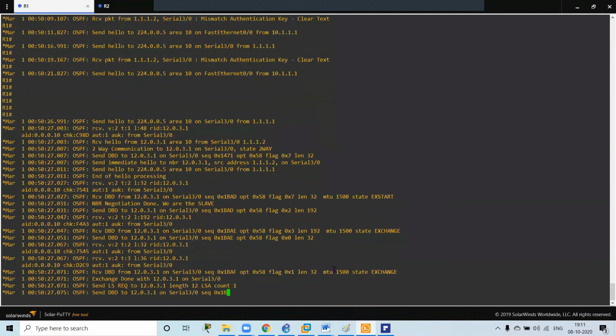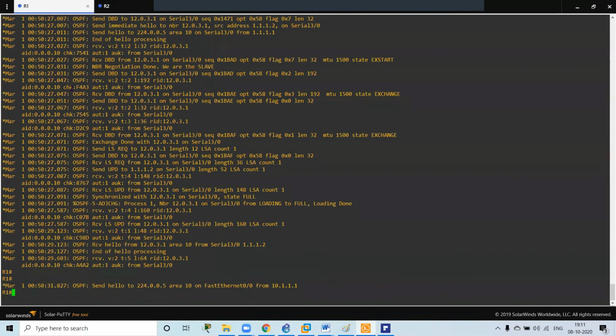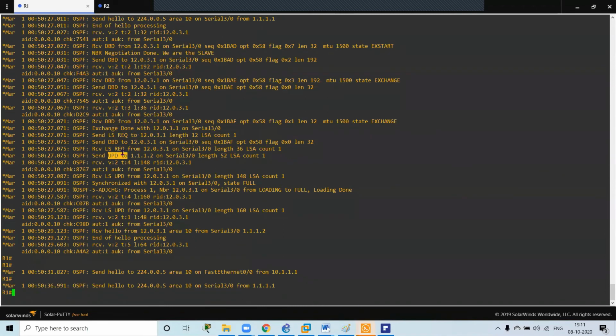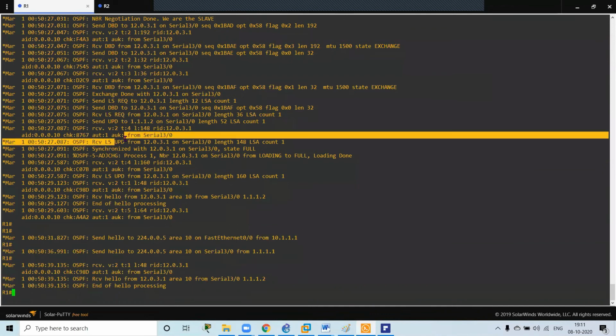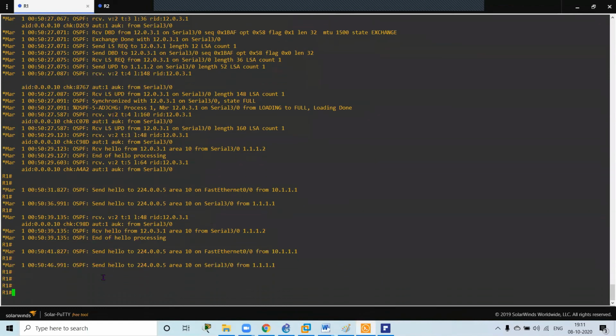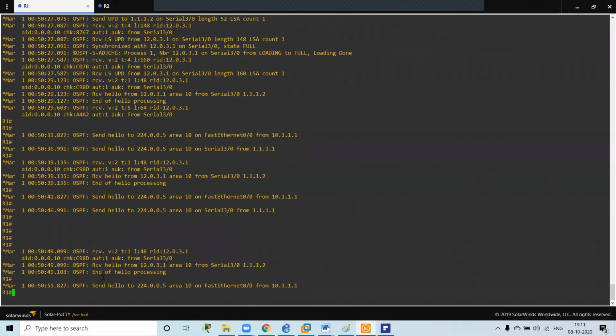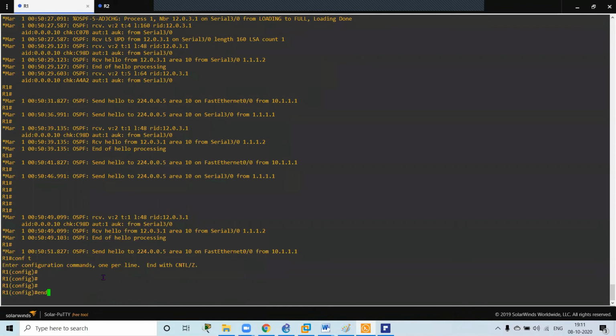Now the communication is fulfilled. You see receive DBD, send DBD, DBD exchange, LSR packet, LSU packet, and then LSU packet. So they are sending hellos now. So this is clear text authentication at the interface level.